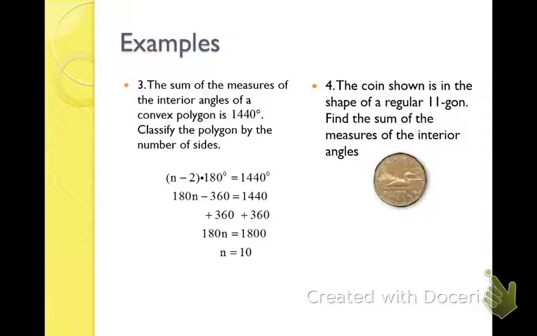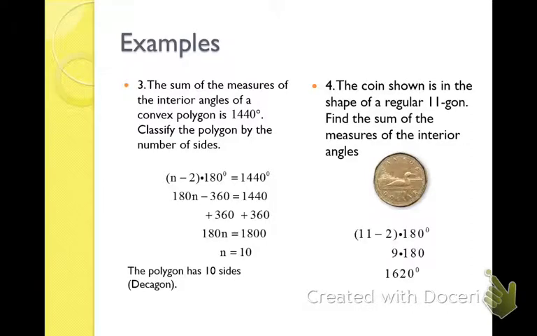Number 4. The coin shown is the shape of a regular 11-gon. Find the sum of the measures of the interior angles. Okay, so you would plug in 11 minus 2 times 180. You should get 1620 for that one. Questions?